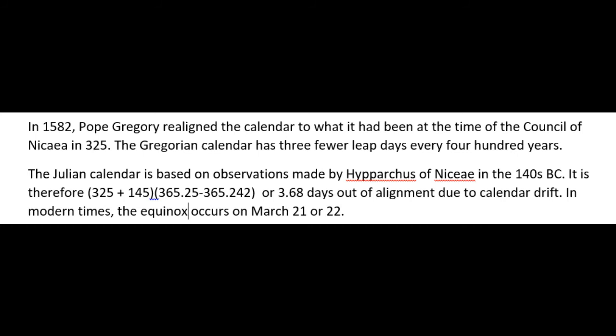You see, because every 400 years since Julius Caesar's time, the calendar had moved another 3 days out of alignment. So he decided to correct this, created a new calendar called the Gregorian calendar, and this calendar returned the alignment to what it had been at the time of the Council of Nicaea, which was in 325 AD.